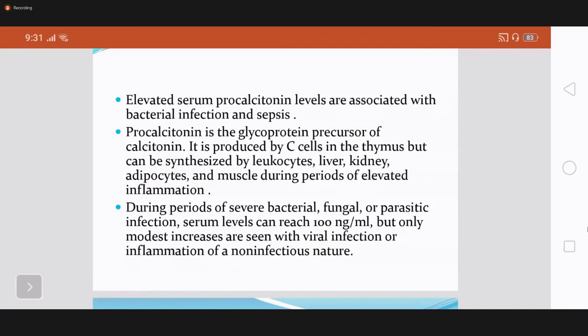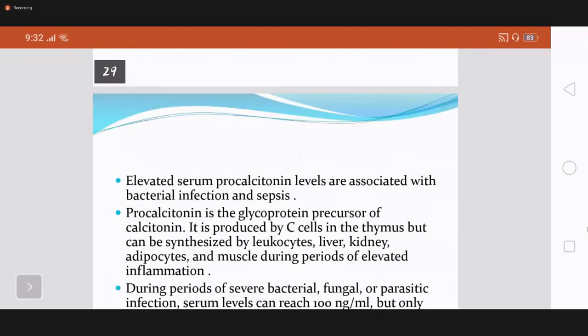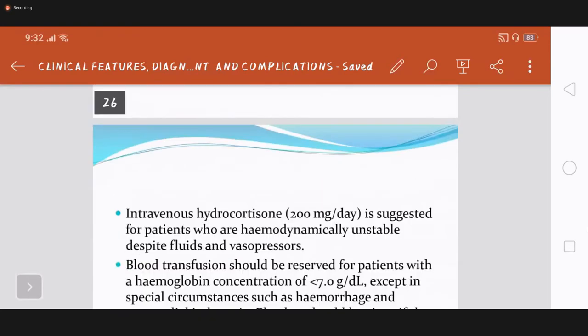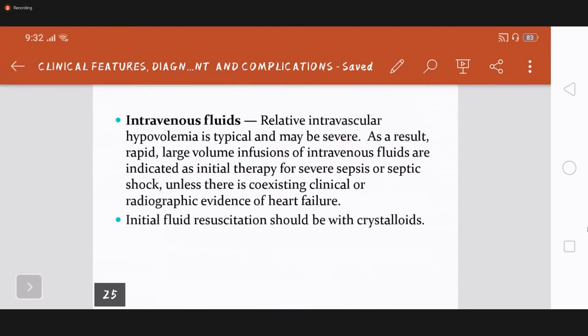Meaning, if you have a patient and you're not sure and you're suspecting sepsis and they have very high serum procalcitonin levels, then it means that likely they have some sort of severe bacterial infection, even if the infection is not obvious, and you need to give them antibiotics while we wait for the cultures to come.